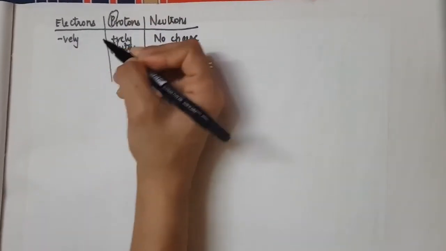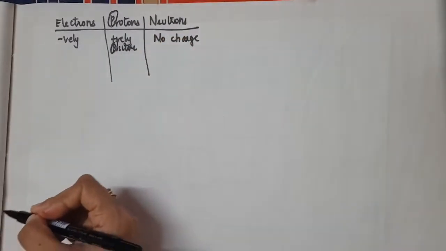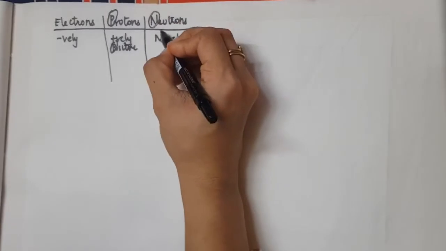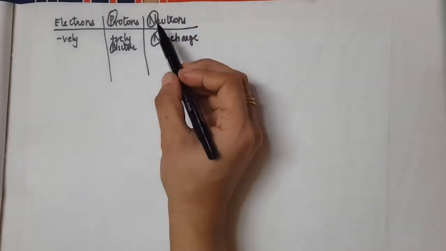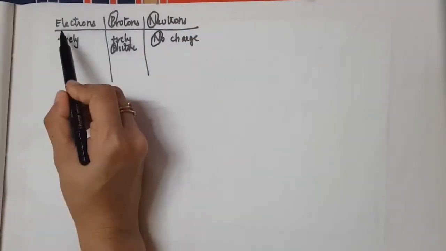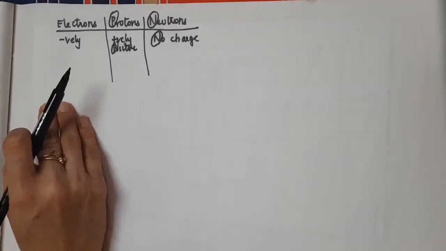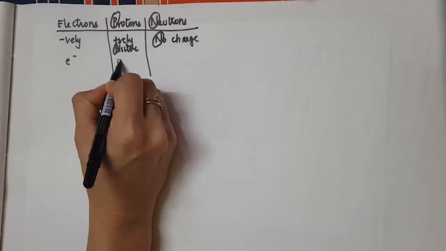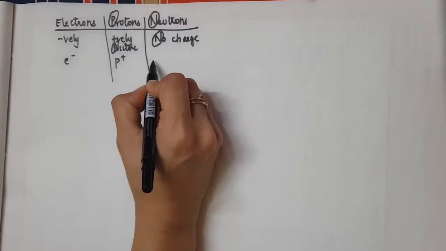Okay, see, P is positive and protons, so P and P go together. Neutrons is N, no charge, so N. They go together. So what is left will be negatively charged, that is electrons, right? This can be written as e minus, this as p plus, and this is written as n.